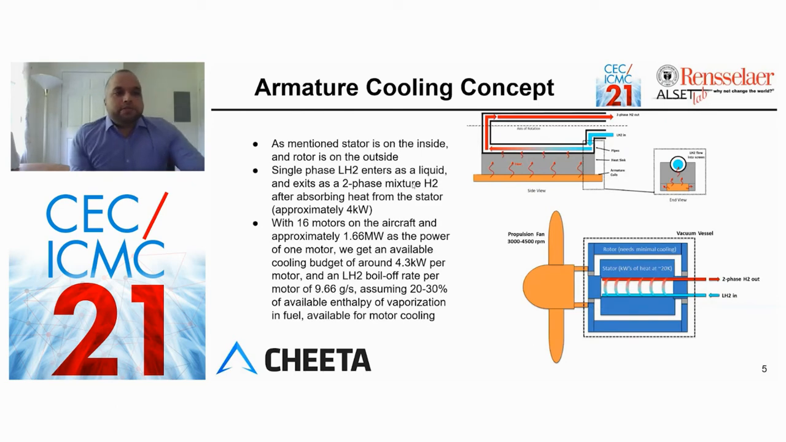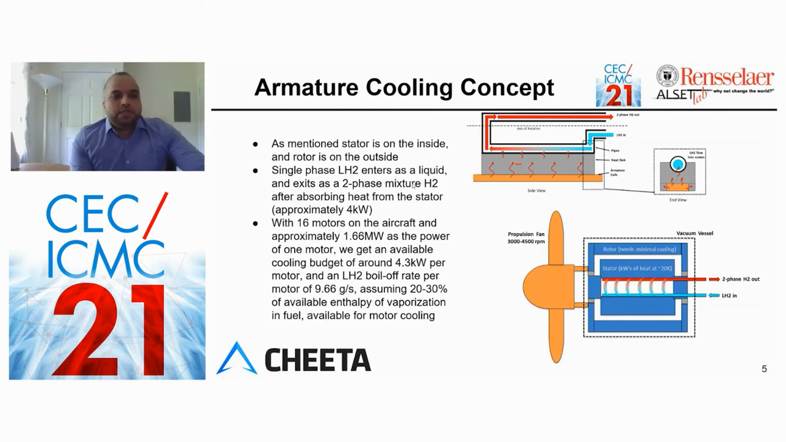As mentioned on my previous slide, the stator is on the inside and the rotor is on the outside. In the figure on the lower right, single-phase liquid hydrogen enters as a liquid, absorbs heat from the armature coils, and exits as a two-phase mixture. The propulsion fan spins at 3000 to 4500 RPM. 4 kilowatts of heat is rejected in the stator, while the rotor has heat rejections of around 1 to 10 watts.